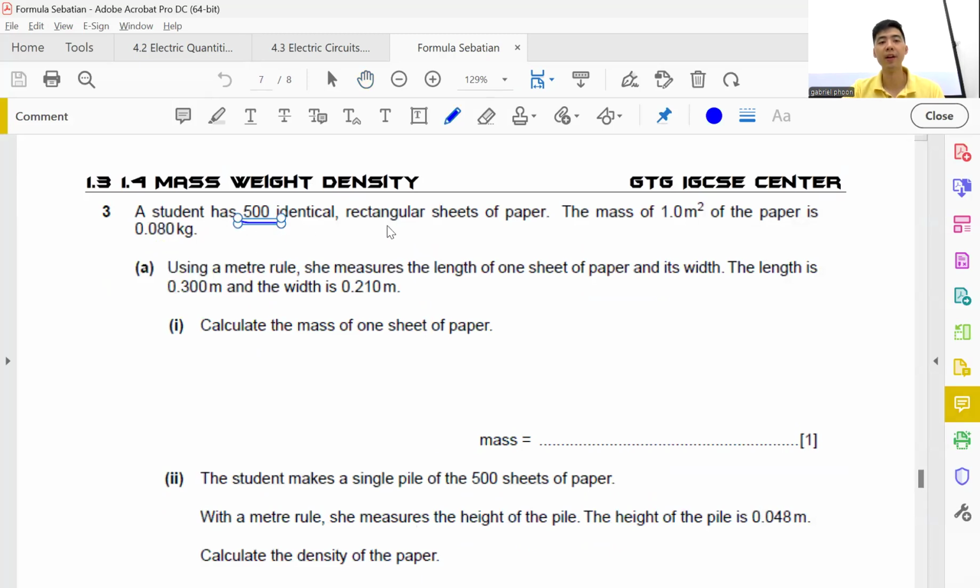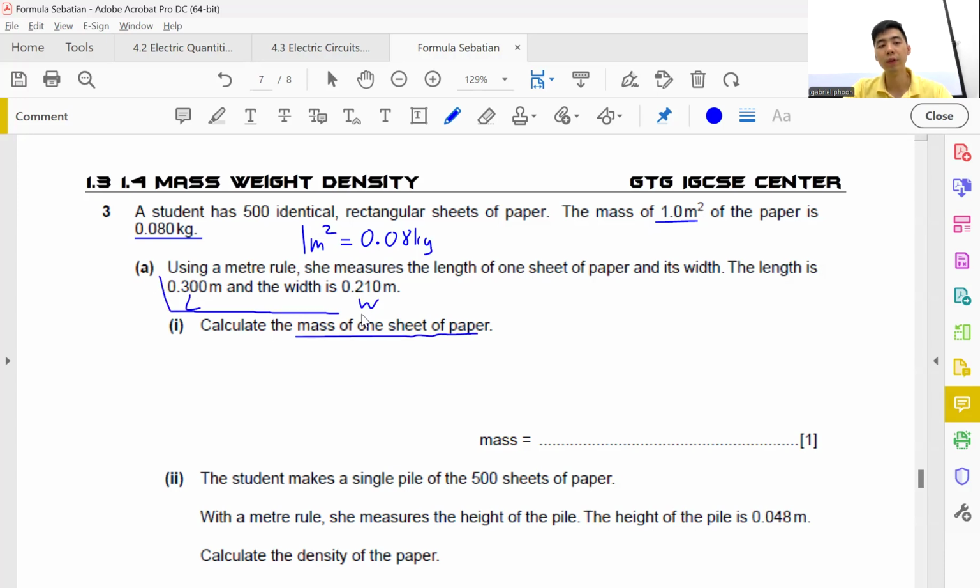A student has 5 identical rectangular sheets of paper. The mass of 1 meter square of paper is 0.08 kg. So the first information we have is that 1 meter square of paper is equal to 0.08 kg, guys. Using a meter ruler, she measures the length of 1 sheet of paper and its width. The length is this and the width is this, guys. They ask you to calculate the mass of 1 sheet of paper.